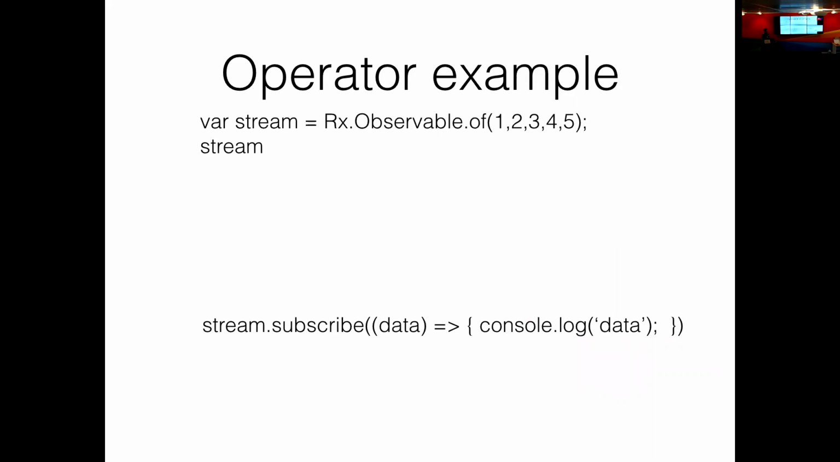Let's look at an operator example. Here we have the map operator. I think most of you know what it does. This one operates on each value and tries to do something with each value. In this case, I just add a 1.